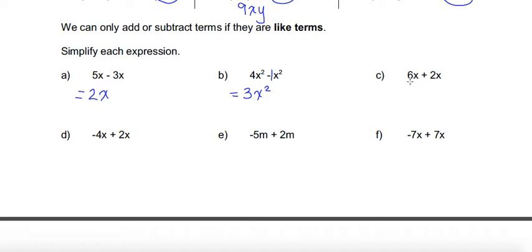Part C, I have 6x and 2x. 6x plus 2x, those are like terms. 6 plus 2 is 8, so I have 8x.